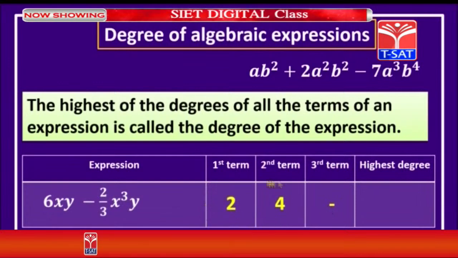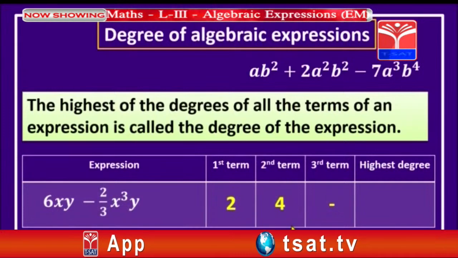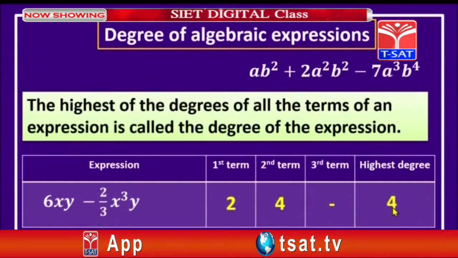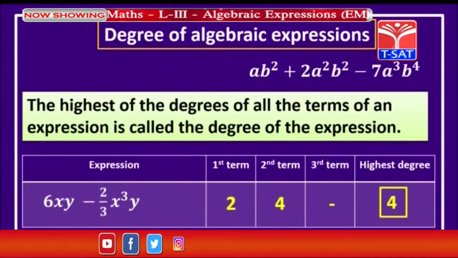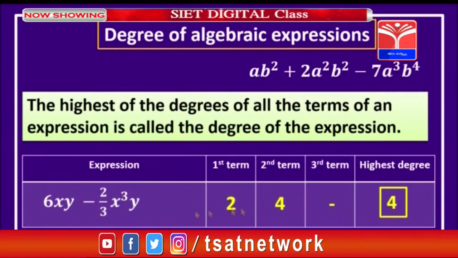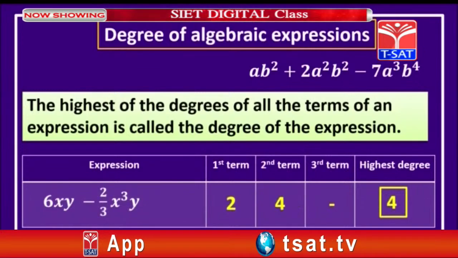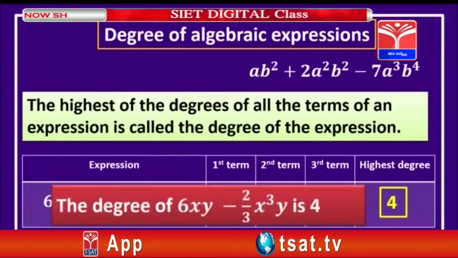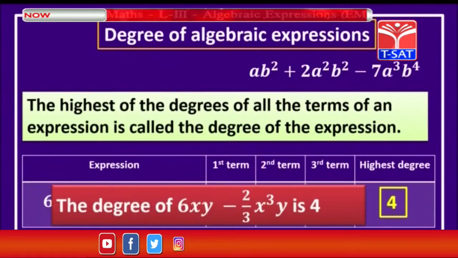Now out of these two terms, which is having the highest degree? Second one. What is that? 4. So the highest degree is, yes, 4. That means the degree of this algebraic expression is 4. So first we will find out the degree of each and every term, and whichever is having the highest degree, that is the degree of the algebraic expression. So the degree of 6xy minus 2 by 3 x cube y is 4.